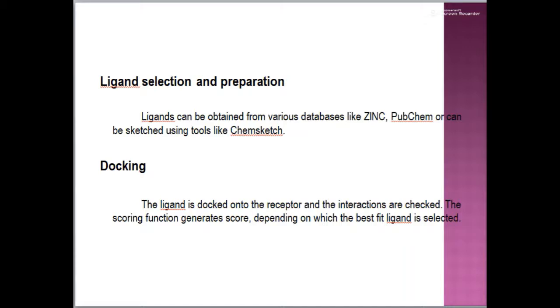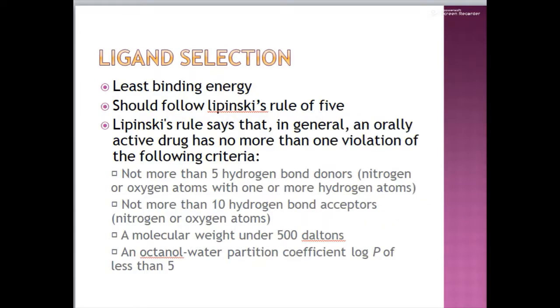When you look into the ligand selection, something else I need to say, which I already told: the ligands that we select should have the least binding energy. They should also follow another rule, that the ligands should follow Lipinski's rule of 5. This is of much importance. Now, what is Lipinski's rule of 5?